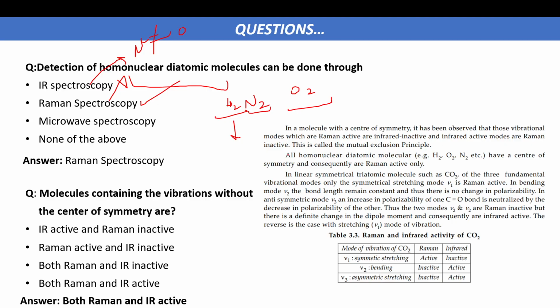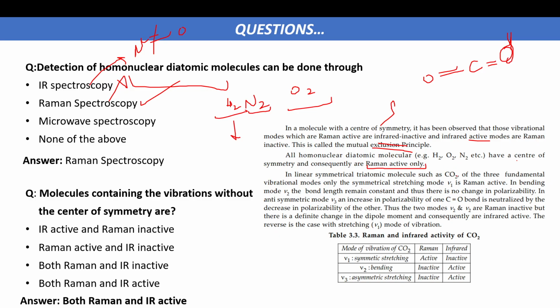As we know, in a molecule with a center of symmetry, just see the example of CO2. It has a center of symmetry. So in this molecule, those vibrational modes are Raman active which are IR inactive, and IR active are Raman inactive. That is the mutual exclusion principle, and all the homonuclear diatomic molecules like H2, O2, N2, as they have a center of symmetry, so they are only Raman active. This you have to remember.